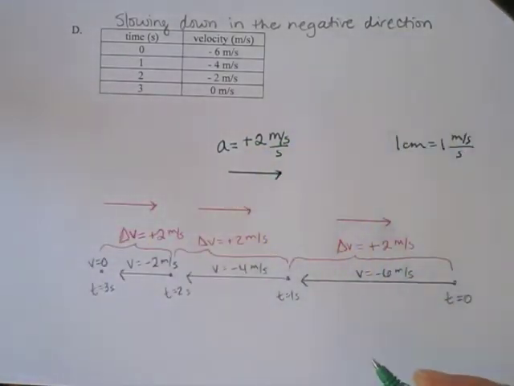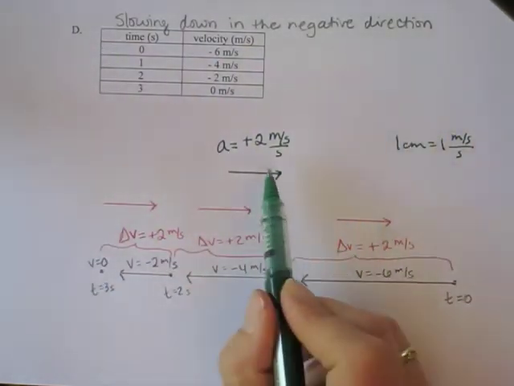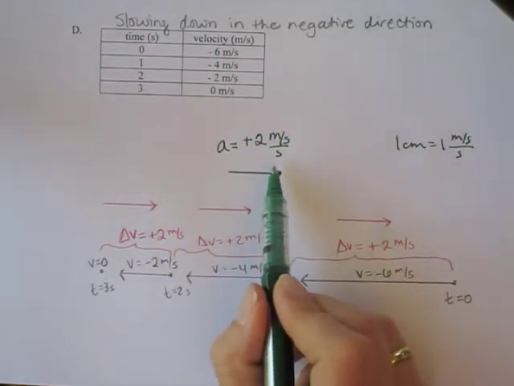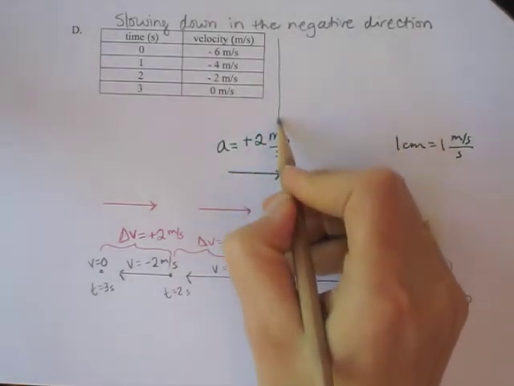So these two are a little counterintuitive because speeding up in the negative direction had a negative acceleration, and slowing down in the negative direction has a positive acceleration. So it's a little opposite from what we usually think of when we think of positives and negatives. Let's draw the graphs.